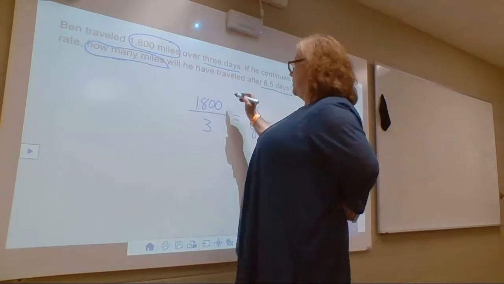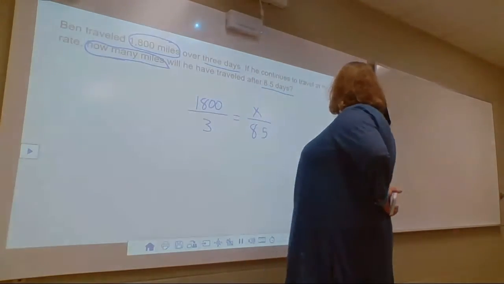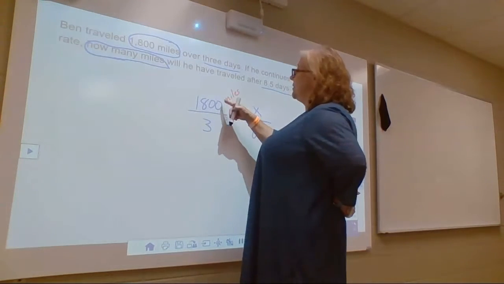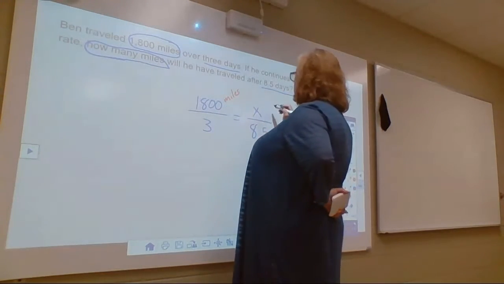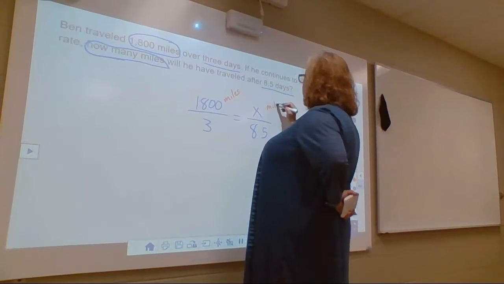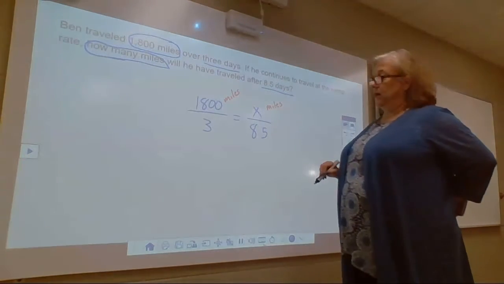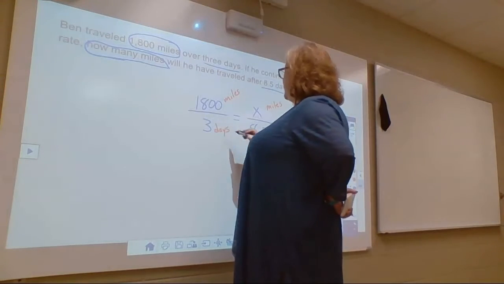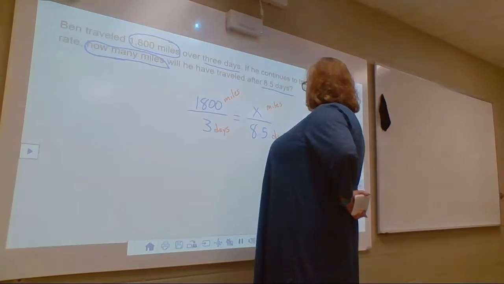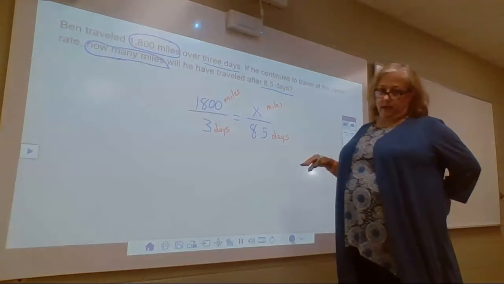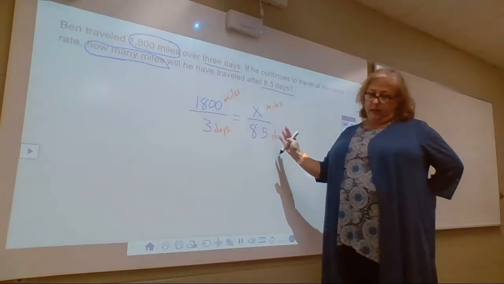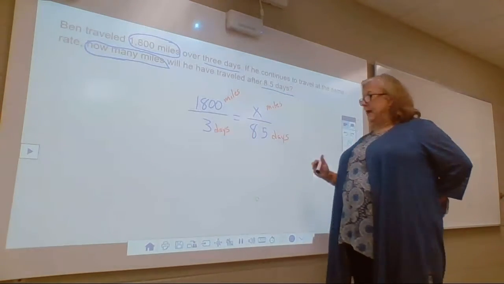You always notice that we have miles at the top here. If we have miles on the top on the left side, we need to have miles on the top on the right side. We have days on the bottom on the left side, so we need to have days on the bottom on the right side. You should always have your same unit on top and the same unit on bottom, okay?